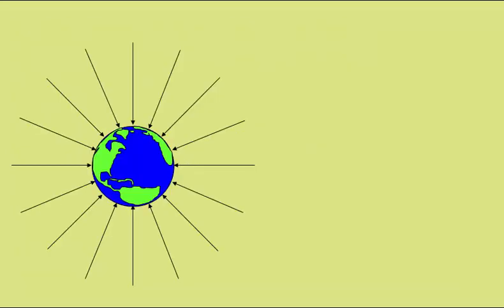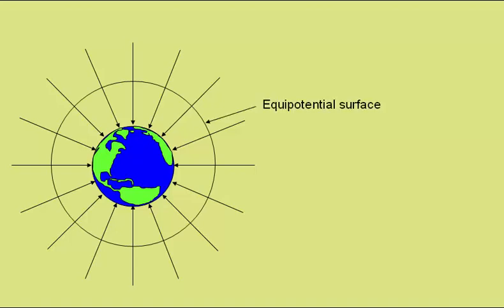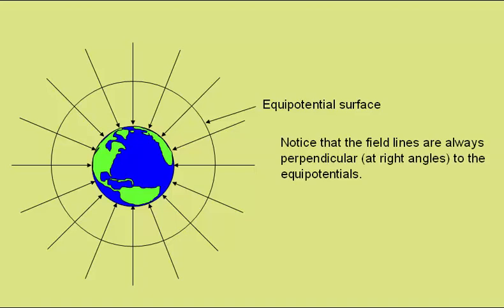So here again we have the gravitational field lines around the Earth, and we could add this ring, which is an equipotential surface. In 3 dimensions, this would make a spherical shell around the Earth. Notice that the field lines are always perpendicular, or at right angles, to the equipotentials at every point here.